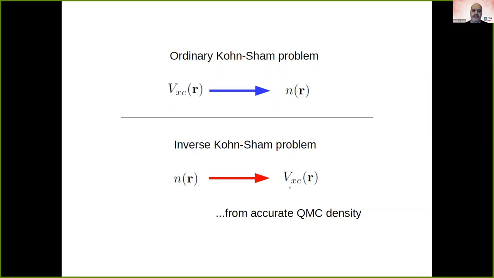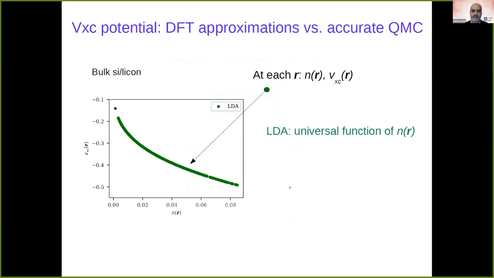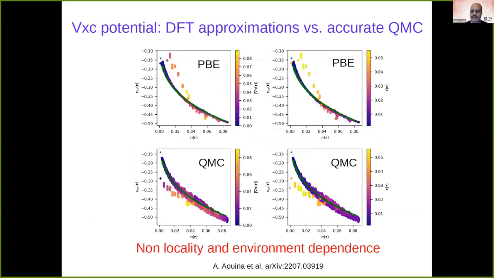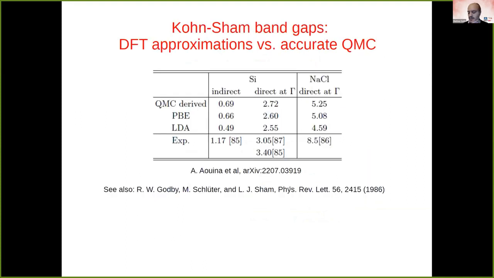Then we can compare the exchange correlation potential derived from Quantum Monte Carlo to different approximations. But for the interest of time, I will skip this comparison and I will go directly to the fact that using this exchange correlation potential derived from Quantum Monte Carlo, we can now solve the Kohn-Sham problem exactly, or let's say very accurately. And we can compare the Kohn-Sham gap obtained from Quantum Monte Carlo with standard approximations like PBE and LDA.